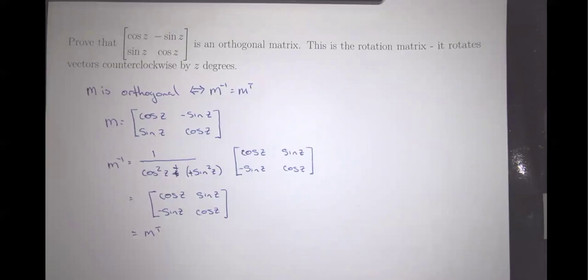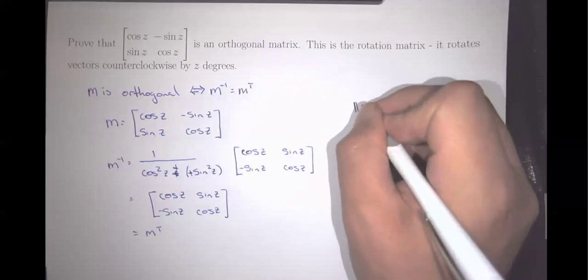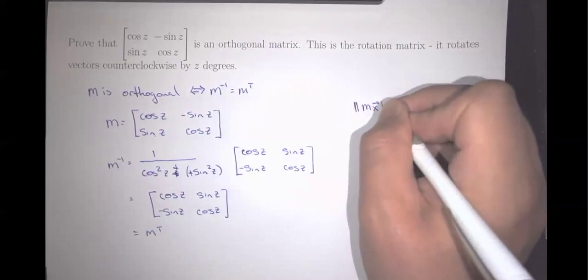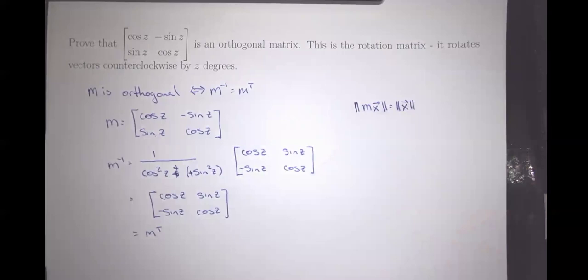Okay. So again, why is this important? What this tells us is that when we take this matrix and multiply it by a vector, the rotation matrix is going to rotate the vector, but not change the length of the vector. Because one important property of an orthogonal matrix is that M times a vector x, the length there is equal simply to the length of x. So when we multiply this rotation matrix by a vector, the length of the vector remains unchanged.